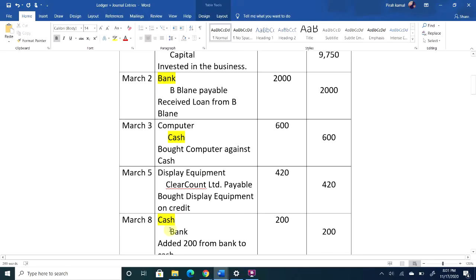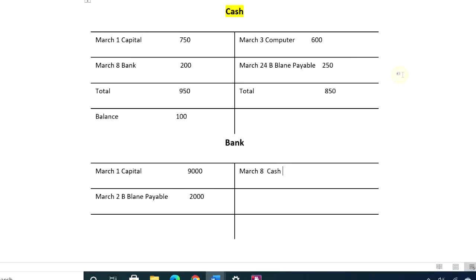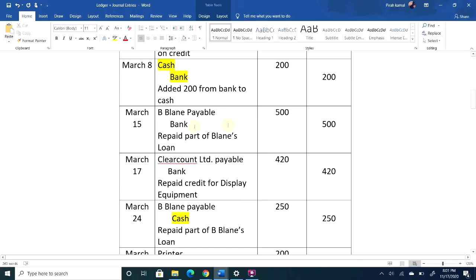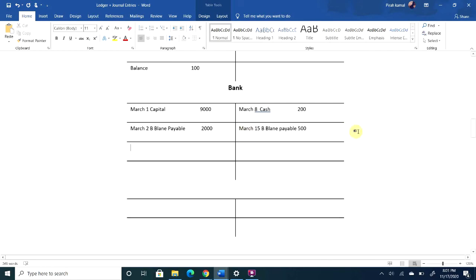Now the next transaction is March 8. We took 200 from bank and we put it in cash. So March 8, cash 200. Next transaction is of March 15. We paid a part of B Blaine loan through bank. So March 15, B Blaine payable 500. This is also on the credit side. So we will write it on the credit side.